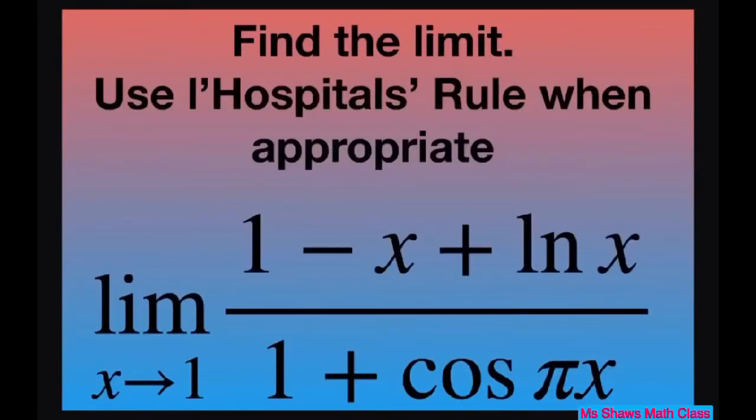Hey everyone, we're going to find the limit. We're going to use L'Hopital's rule when appropriate. We have the limit as x approaches 1 of (1 minus x plus ln of x), all divided by (1 plus cosine of pi x).